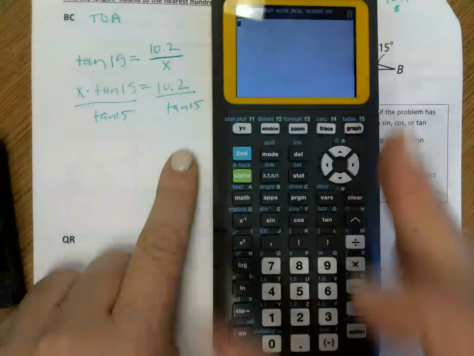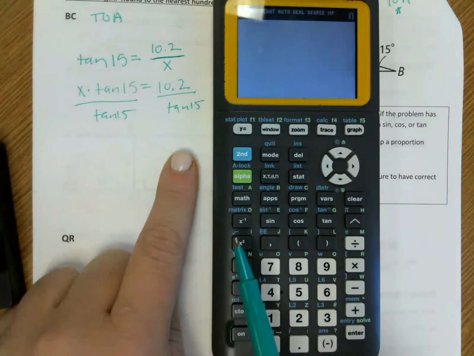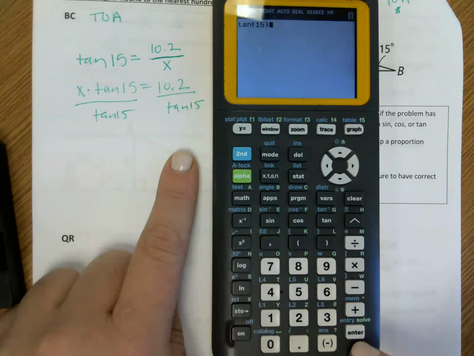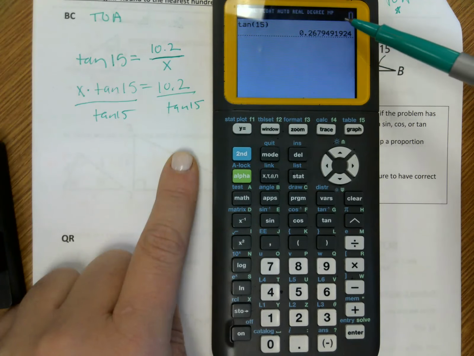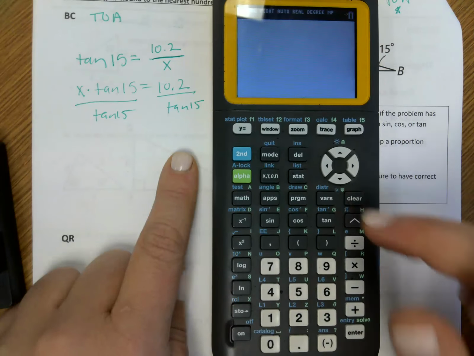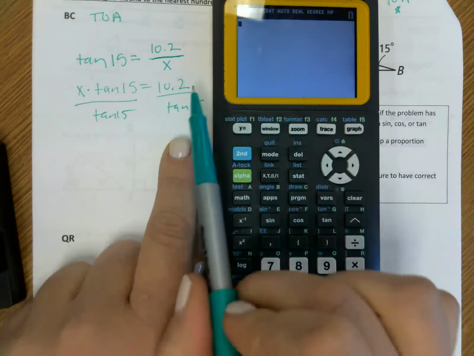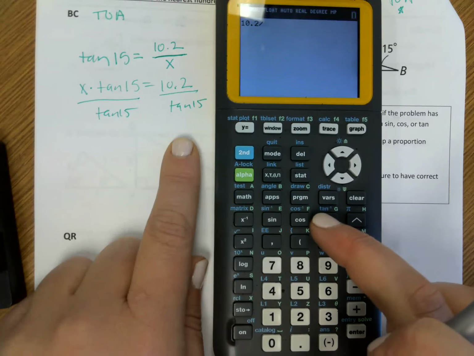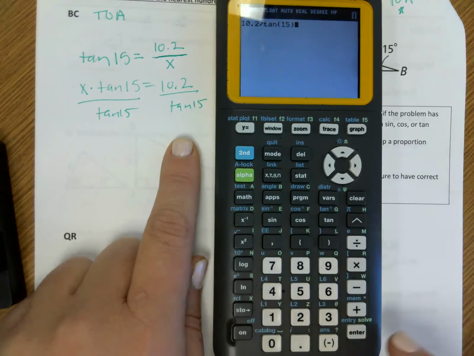Now, if I type this in, when you look at this, you have your sine, your cosine, your tangent. If I type in tangent 15, this is just the ratio of those two side lengths. This is some number. I don't want you to type it in like that, though. What you want to do is type this whole thing into your calculator. So 10.2 divided by tan of 15. Make sure to close that parenthesis.